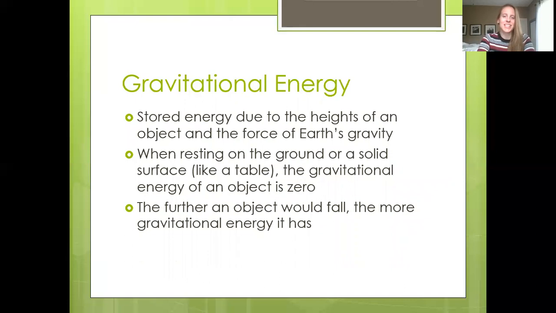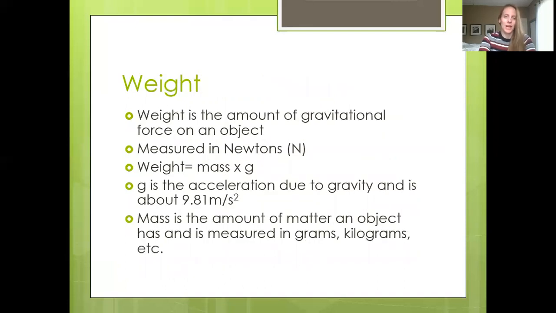Gravitational energy is energy that is stored in an object due to the height of that object and the force of Earth's gravity. So the higher an object, the more gravitational energy it has. When it is resting on the ground, for instance, and it does not have the ability to fall any further, the gravitational energy is zero. As soon as an object is above ground level and has the potential to fall, then it has gravitational potential energy.